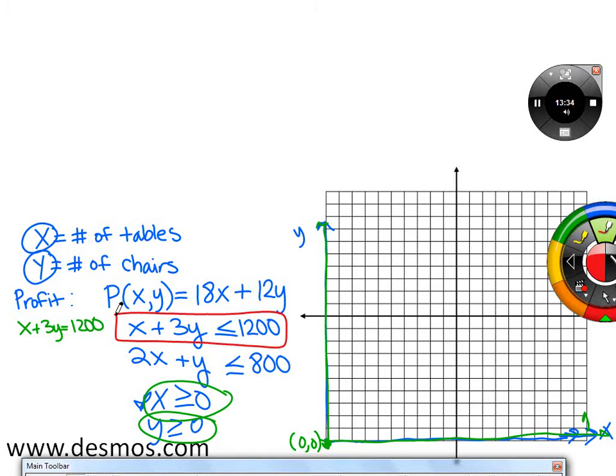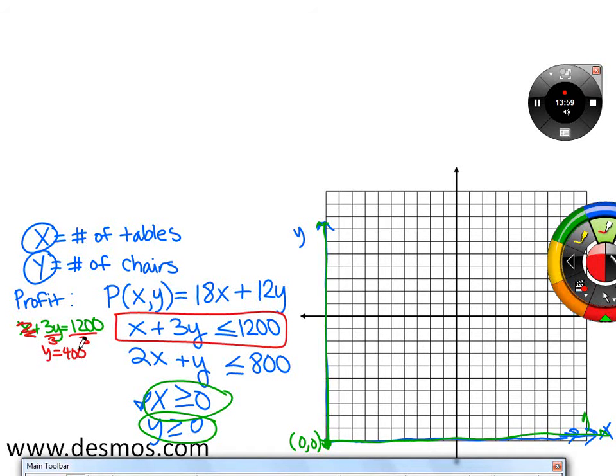I hate that people just call it the cover-up method, okay? But if you understand, it's because you're plugging in 0 for this, and 0 then has no value, so the equation becomes 3y equals 1,200, okay? So if we're looking at 3y equals 1,200 and we divide by 3, we're going to get y is equal to 400. So 400 is our y-intercept, okay?